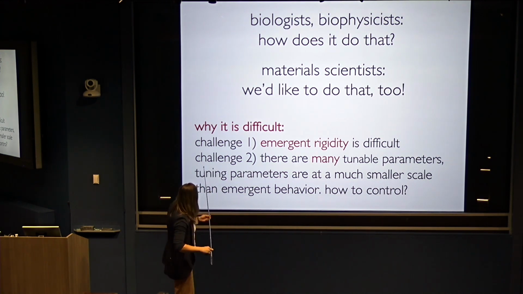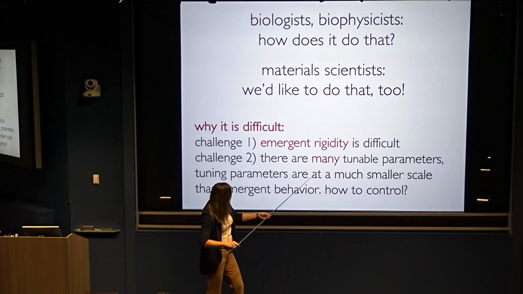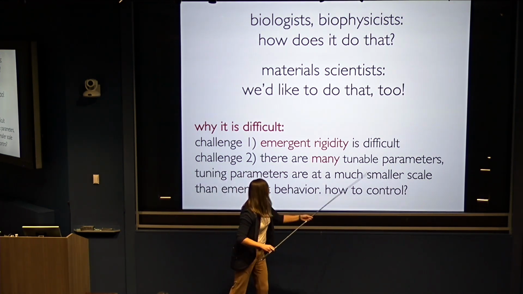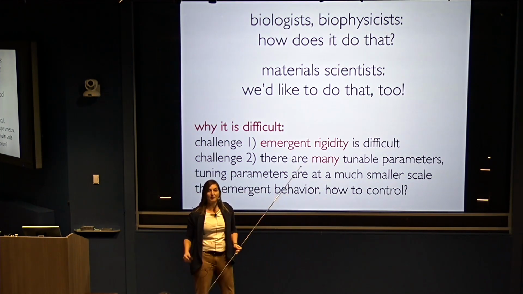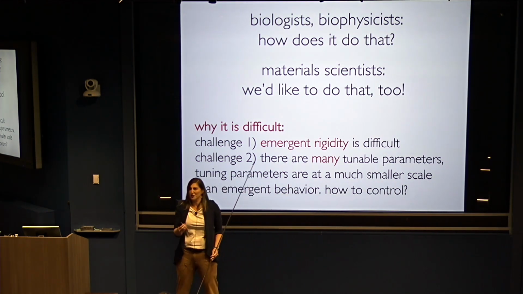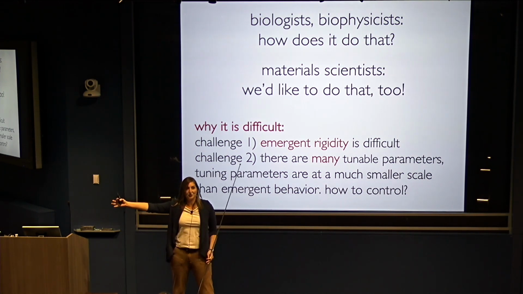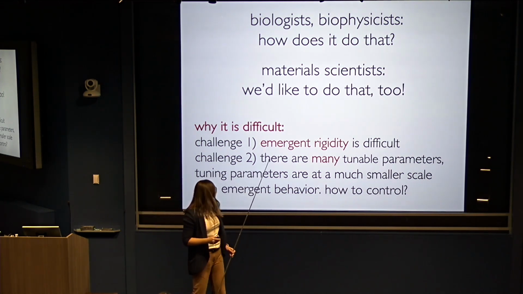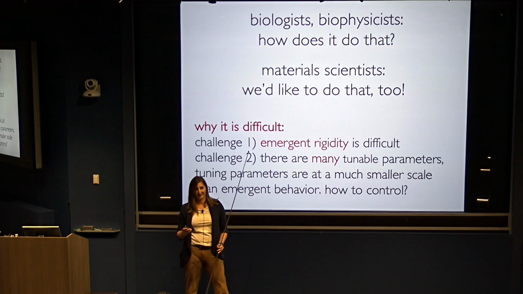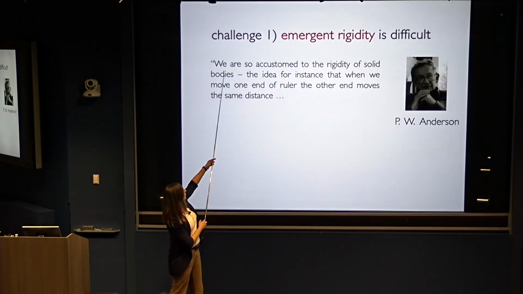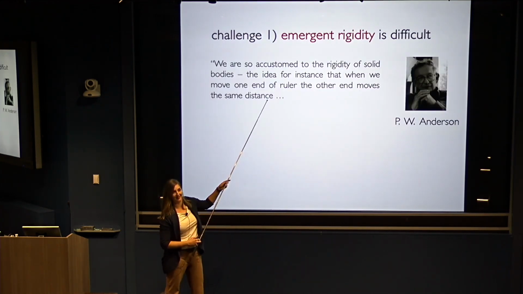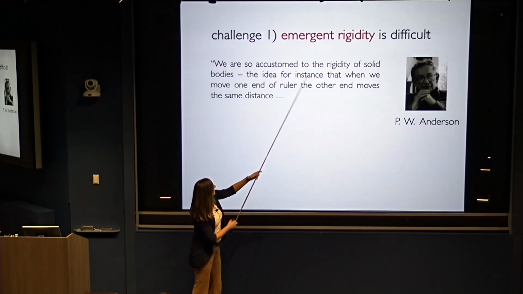And the second challenge is that in these systems, there are many tunable parameters, and the tuning parameters that I have control over are all so much smaller than the emergent behavior I want to control. So how do I control that? Okay, so we're going to tackle challenge one first. Emergent rigidity is hard to understand.